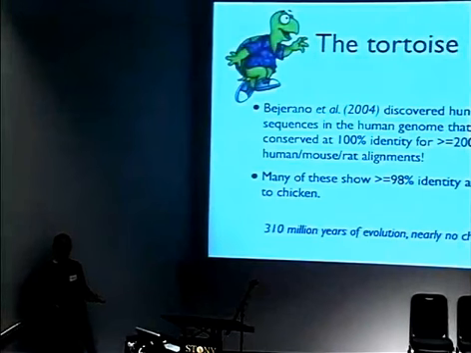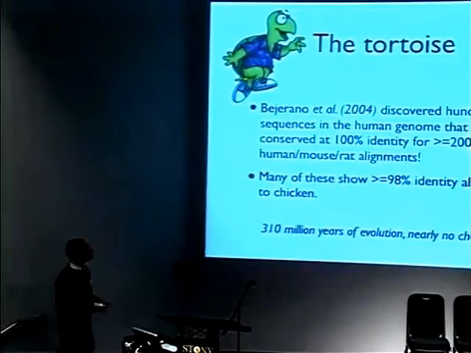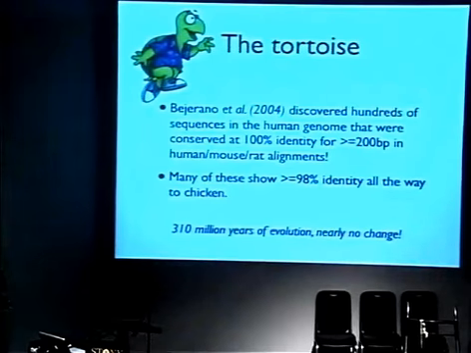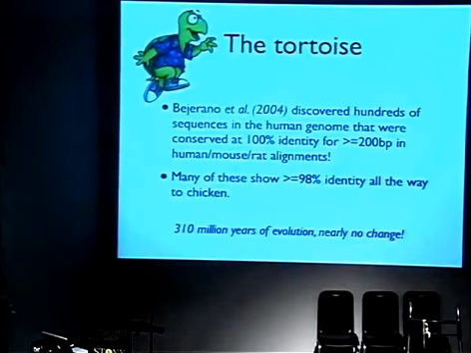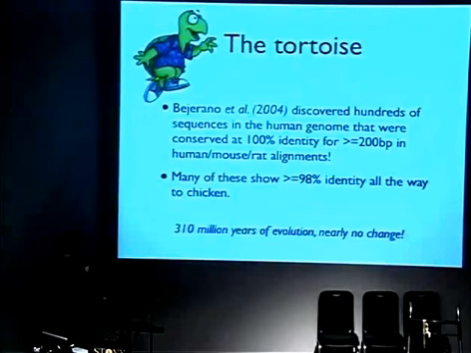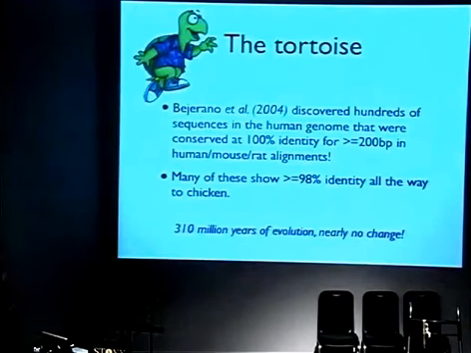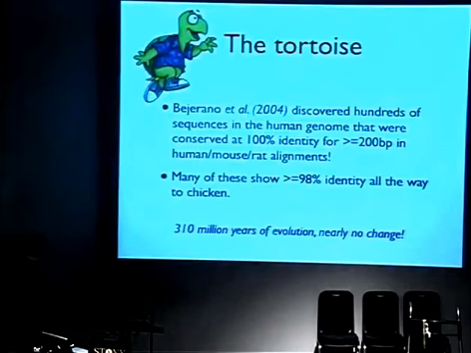So the title of the talk is The Tortoise and the Hare. Let me tell you about the tortoise. In 2004, my colleague Gill Bejerano discovered hundreds of sequences in the human genome that were 100% conserved between human, mouse, and rat. Okay? So this was an astounding finding. No one would have expected a priori that there would be huge swaths of the human genome that had been conserved for millions and millions of years of evolution.